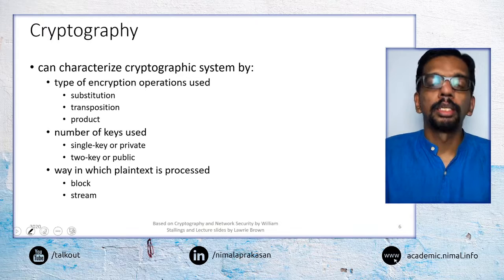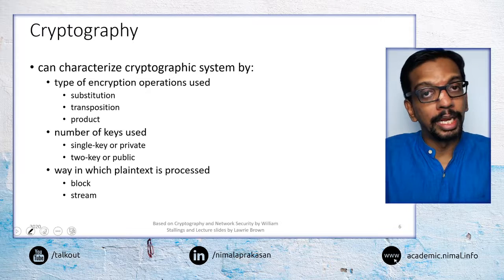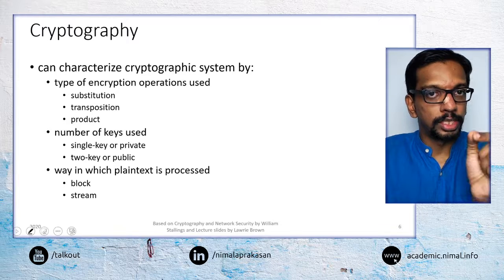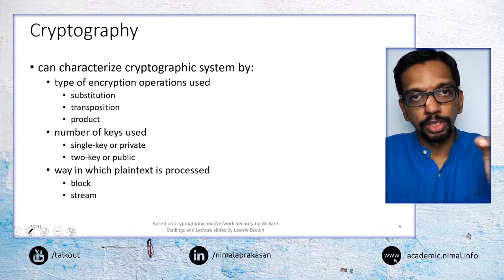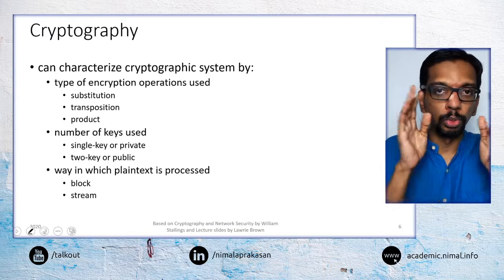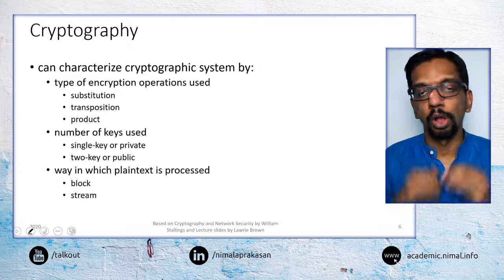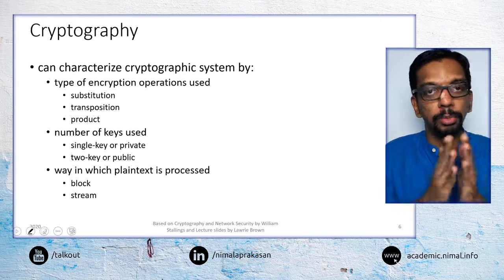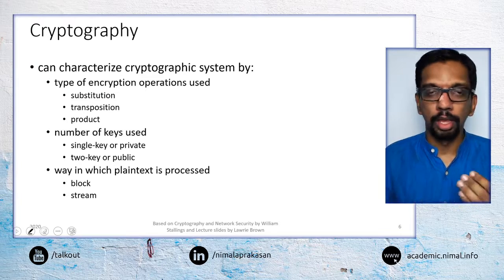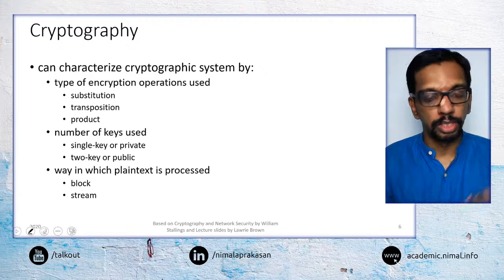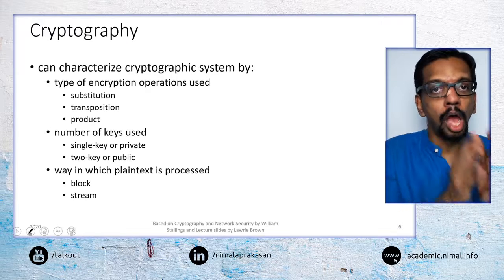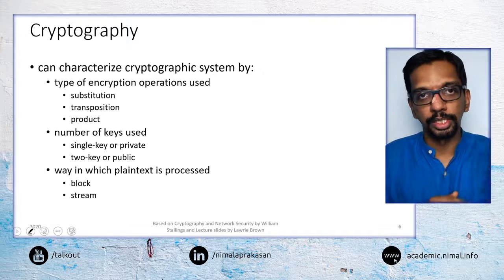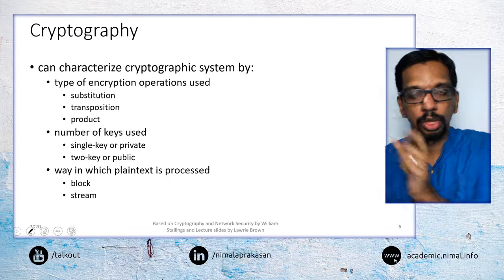Then another aspect that would be relevant is about how the plain text is being processed. That is, whether the plain text is processed as individual letters or streams of letters, or as blocks of text or blocks of strings. You may remember the difference between streams of information and blocks of information from courses like operating systems. This is a similar concept: how the encryption is happening, and what the input going into the encryption is, a stream of information or blocks of information.